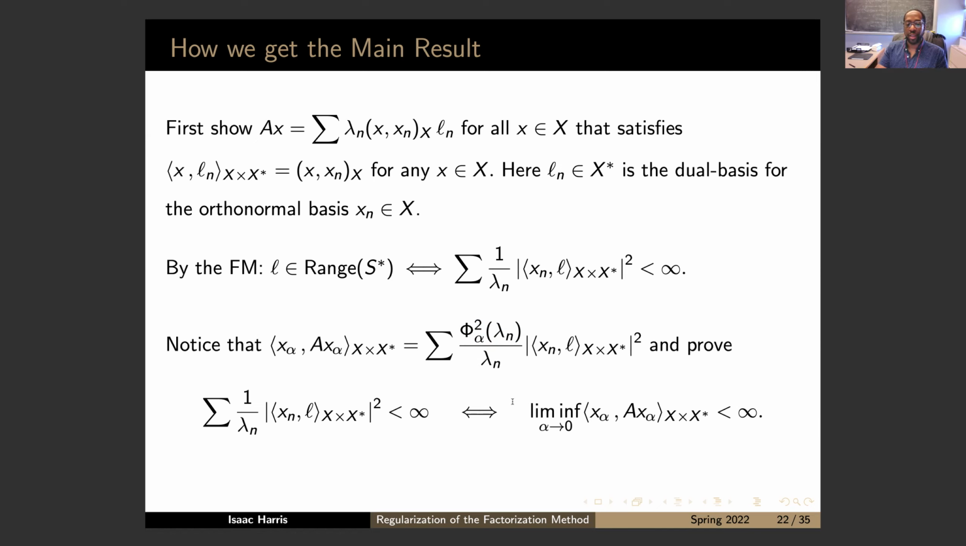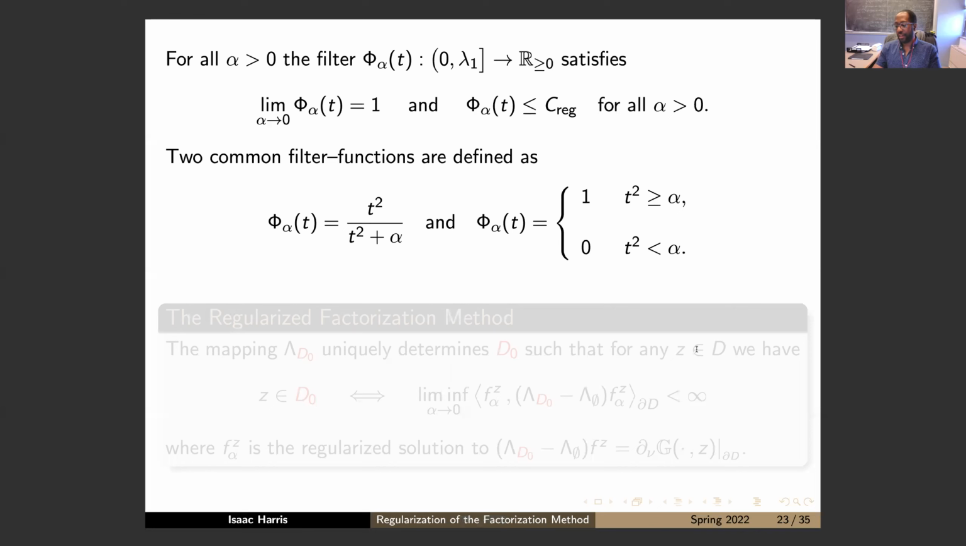And then you just cut out the middleman and say L is in the range of S star if and only if this is a finite quantity, right? And so, just some filter functions that you probably all know and love are from Tikhonov regularization and just the spectral cutoff here. And the assumptions that I take are that the filter functions pointwise converge to 1, and that they're uniformly bounded with respect to T and alpha, if alpha is positive.